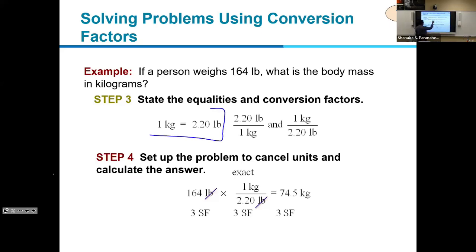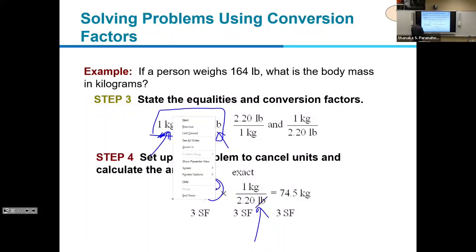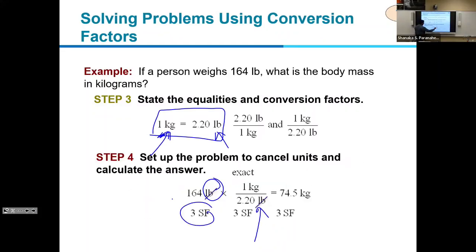So finding out this equation, the given unit is on one side and the required unit is on the other side. And that equation gives us two conversion factors. Then we are going to set up the calculation based on the given unit. The given unit is lb, so we have lb in the denominator to cancel the given unit. This is the body mass of that person, so it has 3 significant figures. And 1 kilogram is the exact value. And 2.20 has 3 significant figures because it's from the last column. So the answer is written in 3 significant figures.